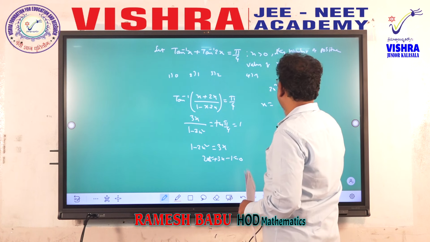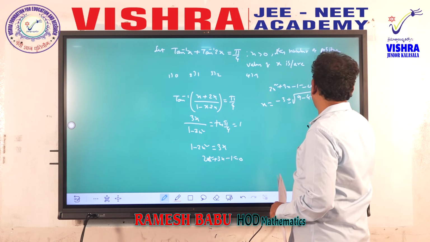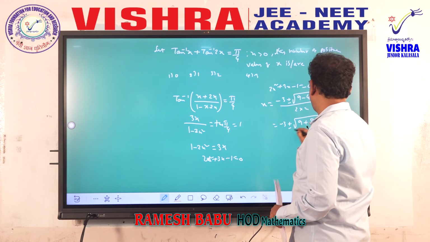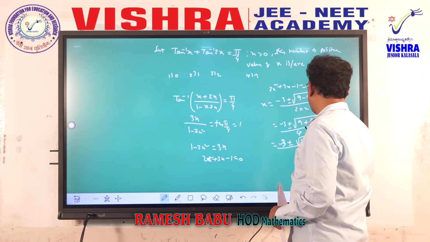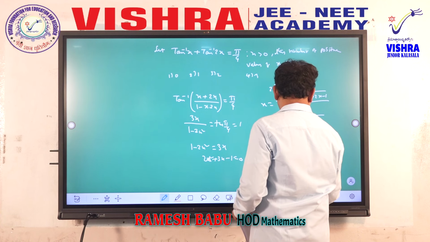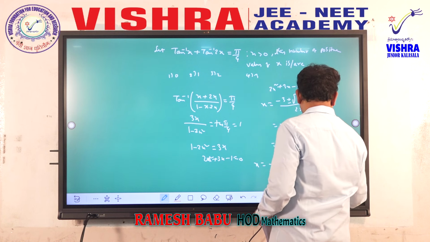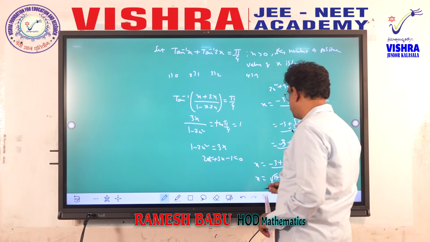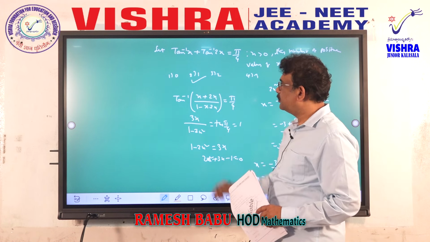So, x equal to minus b plus or minus root of b square minus 4ac, by 2a, that is equal to minus 3 plus or minus root of 9 plus 8, by 4, that is minus 3 plus or minus root 17 by 4. So we can take x equal to (minus 3 plus root 17) by 4, and x equal to (minus 3 minus root 17) by 4. This is a negative value. So x equal to (root 17 minus 3) by 4, this is positive. So the number of positive values of x is only 1. So, option 2 is correct.